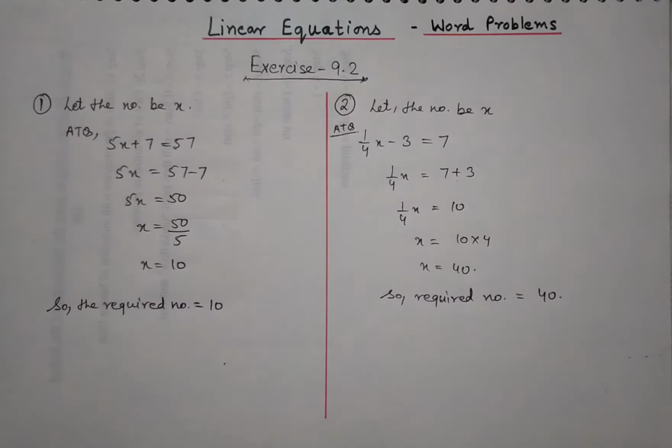So required number is 40. Now let's see question number 3. Now in question number 3, a number is as much greater than 15 as it is less than 51. You have to find the number. So very first of all, let the number be x, and according to the question, as this number is greater than 15 but less than 51, therefore we get x minus 15 is equal to 51 minus x. Now we'll solve for x, and on transposing we get the value of x as 33. So required number is 33.